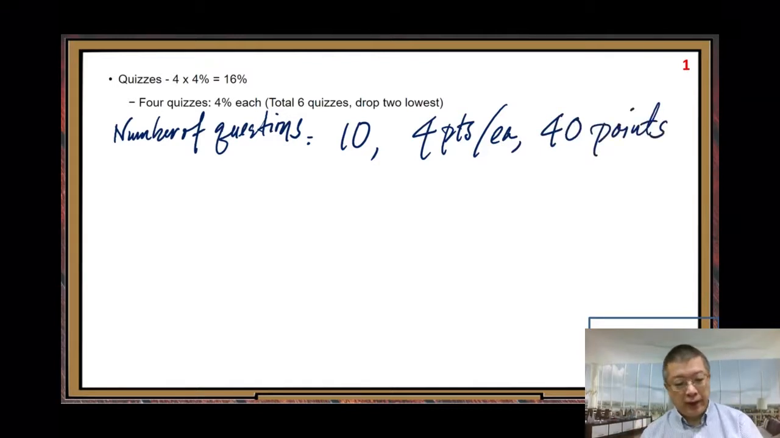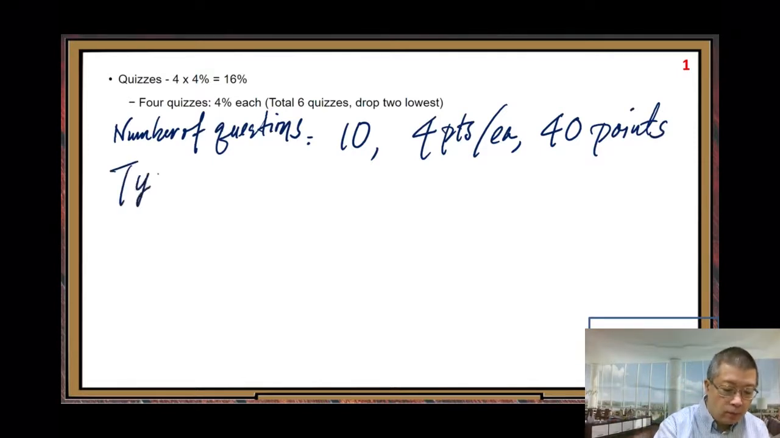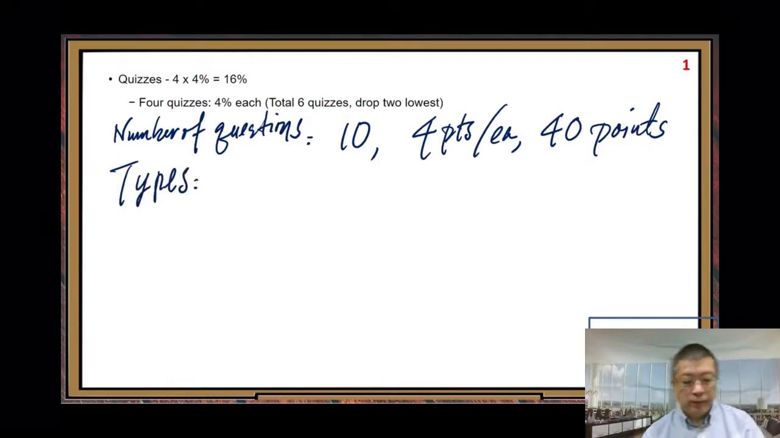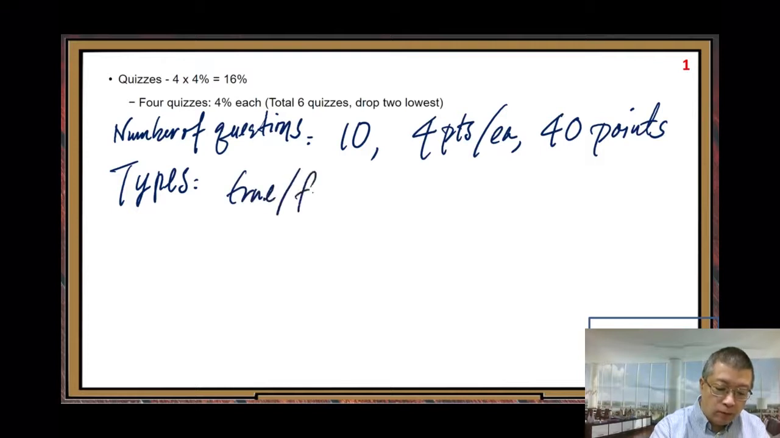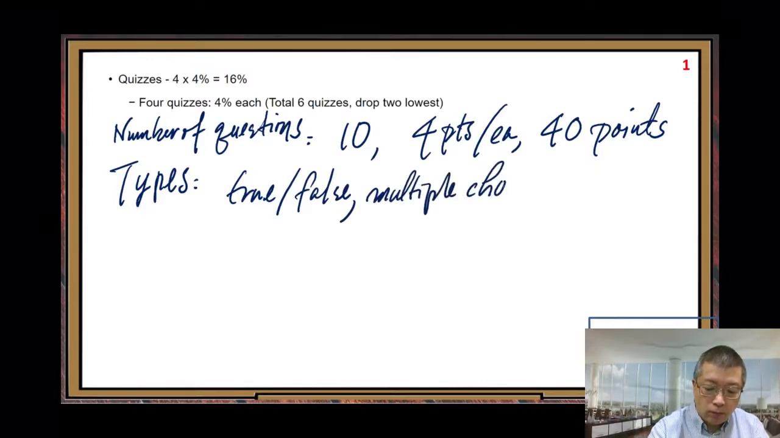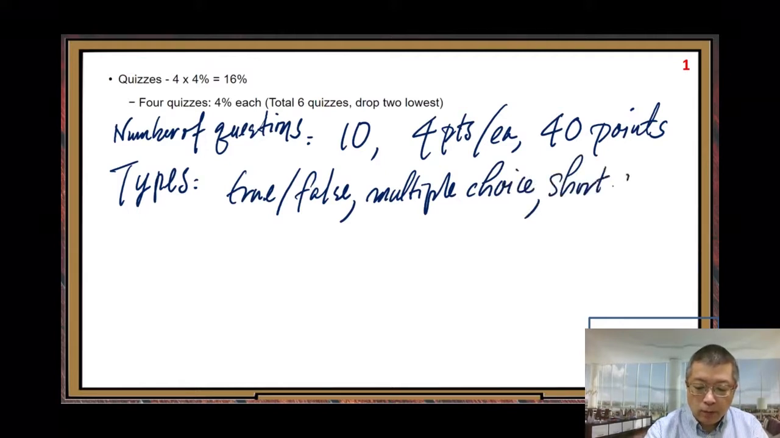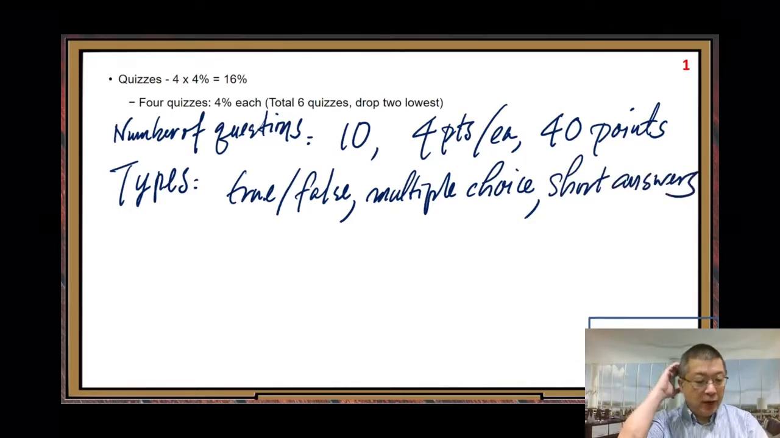So then question types, similar to that of the homework assignment. True and false, multiple choice, short answers. Yeah, 3 types.